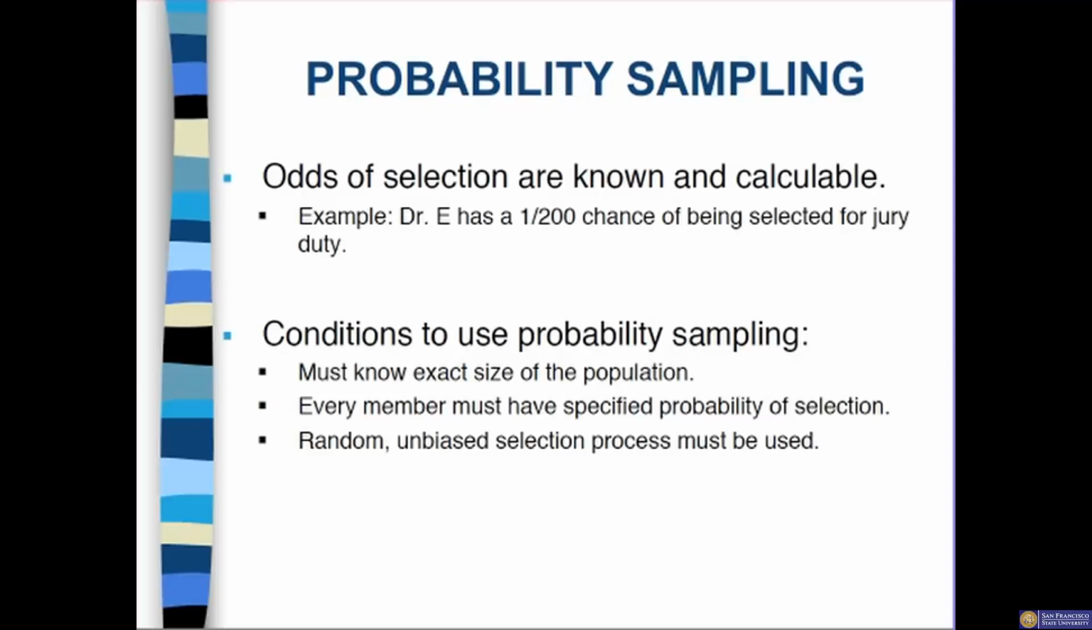So sampling is often going to be done through random sampling or probability sampling. So the odds of selection are known and calculable in probability sampling. A good example of this is jury duty. If I know that I have a 1 in 200 chance of being selected, so the odds are set, they're very clear. In order for me to do this, where I have clear odds for everybody to be participating in my sample, I really need to know what the exact size of the population is. That way I can assign everybody a certain type of odd and probability. Every member must have a specific probability of selection, and random, unbiased selection is used.